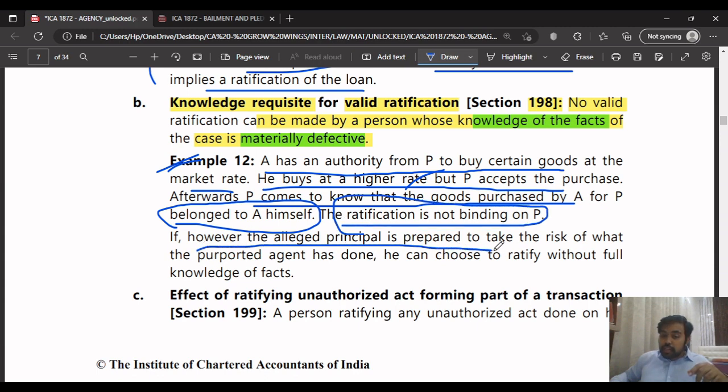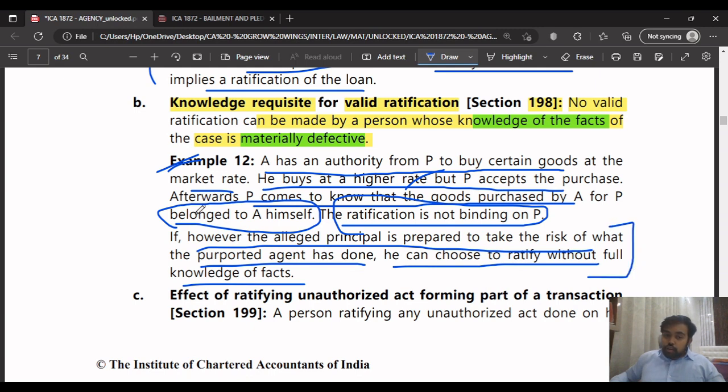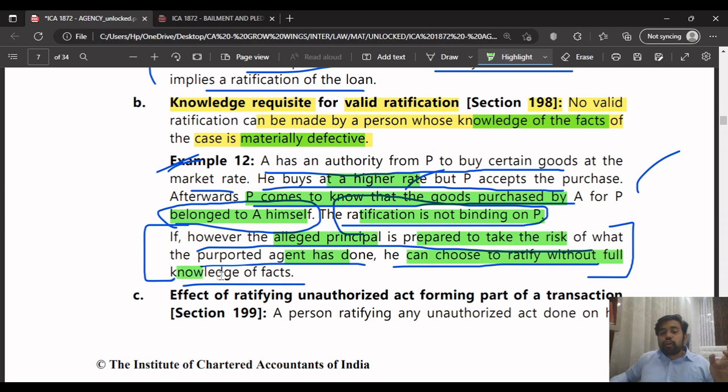If, however, the alleged principal is prepared to take the risk of what the purported agent has done, he can choose to ratify without full knowledge of the facts. What they're telling in this sentence, you understood. P later on came to know that goods belonging to A himself were purchased by A at a higher rate. So now the ratification is not binding on P. Even after ratifying, he can refuse it now. But if the principal is still prepared to take the risk of what the agent has done, he can choose to ratify without full knowledge of the facts.